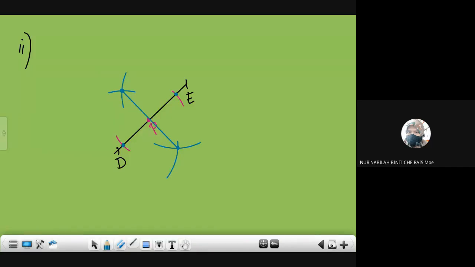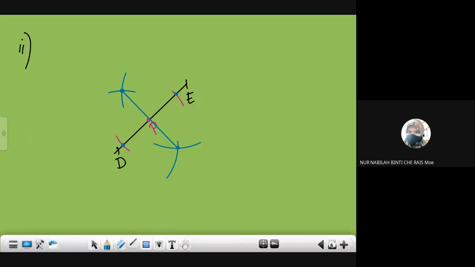And one more thing, when you are constructing an angle, make sure that the arch that you made just now, you do not erase that one. That is the proof that you used compasses. If you erase the arch here, it means that the teachers assume that you are not using compasses.